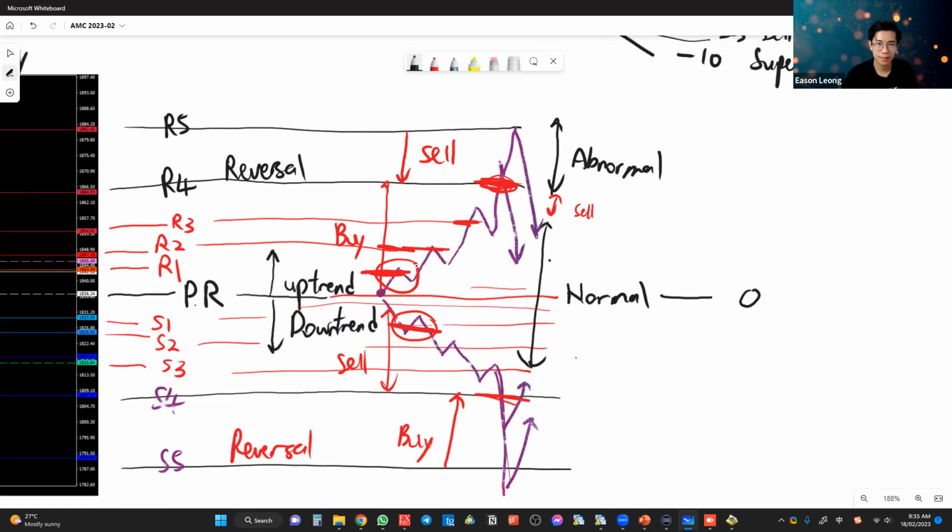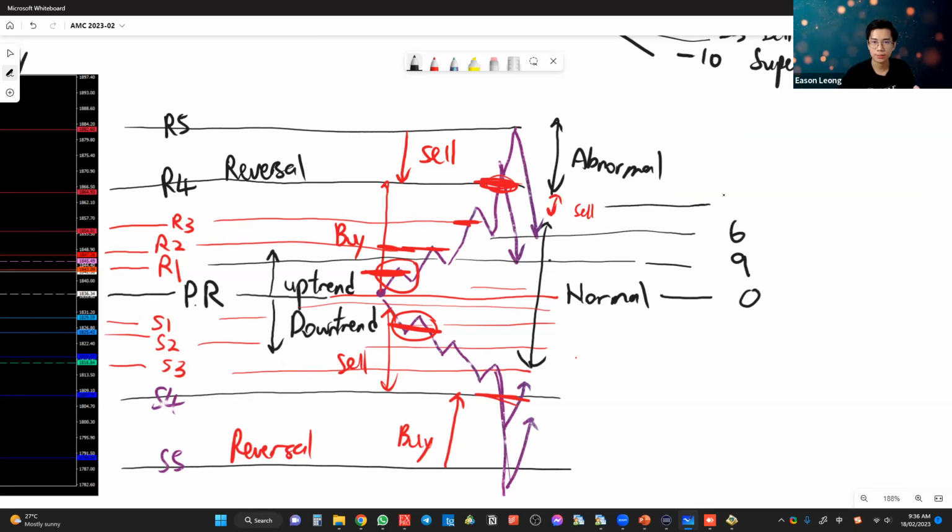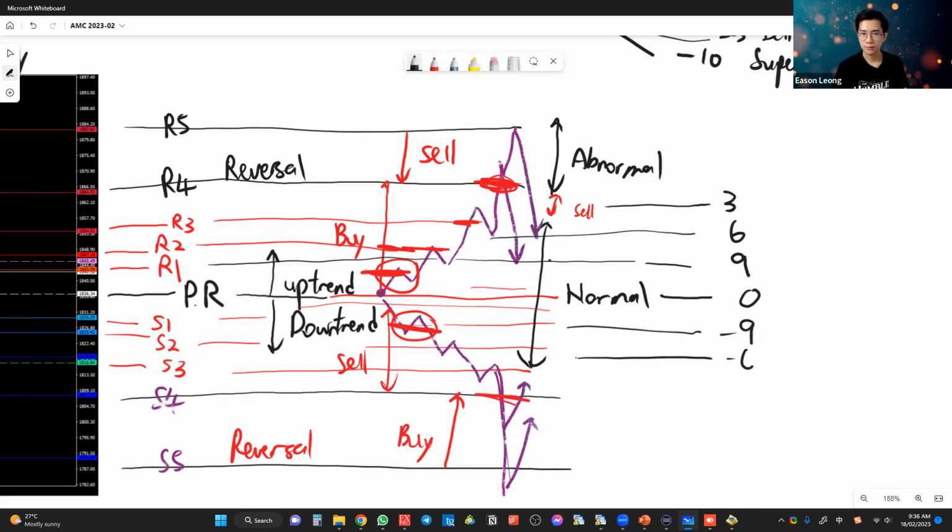As long as you go to R1, you give a score of 9. And then R2, you give a score of 6, and then R3, you give a score of 3. Meaning that the higher it goes, it is still okay to buy, but with less and less confidence. Same thing to the downside. Here you can give negative 9, negative 6, and then negative 3. The lower it goes, the lower the scoring we give, and the lesser the chance that we're going to enter the market.